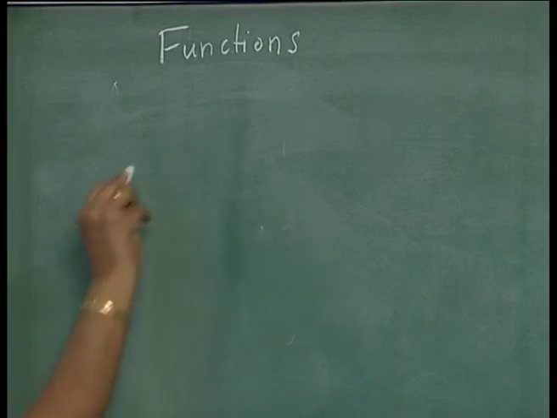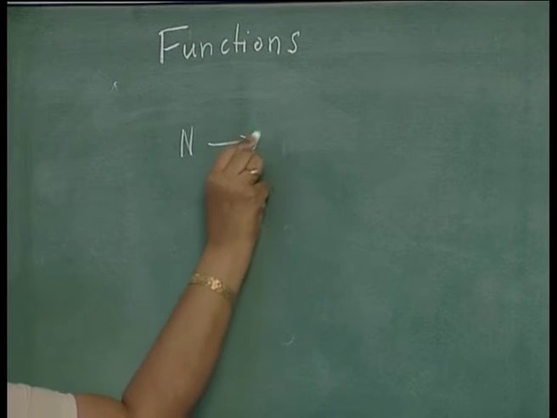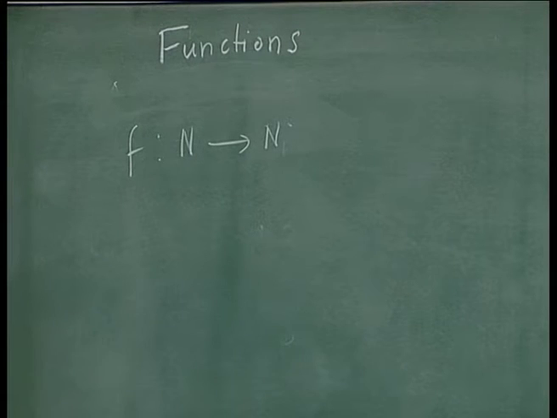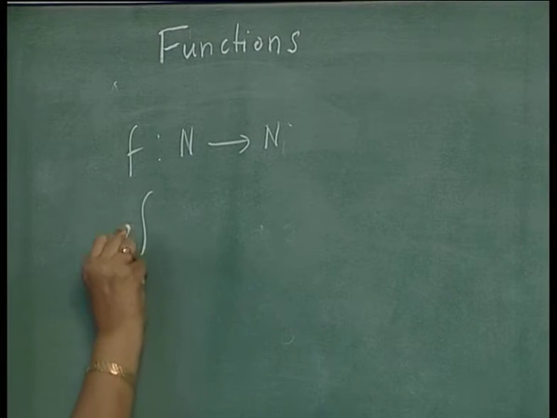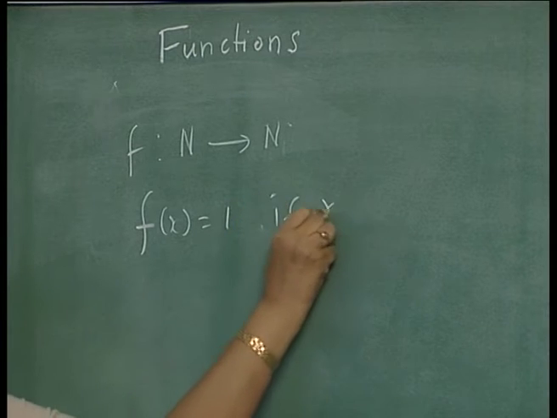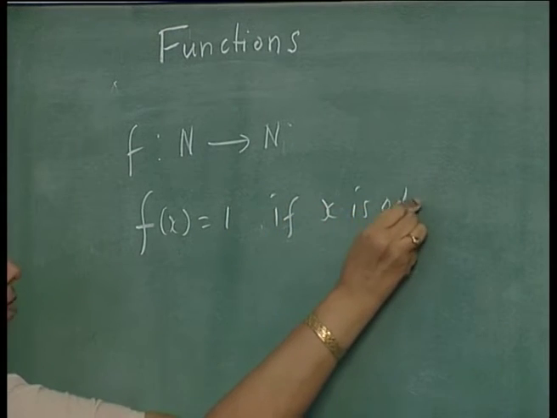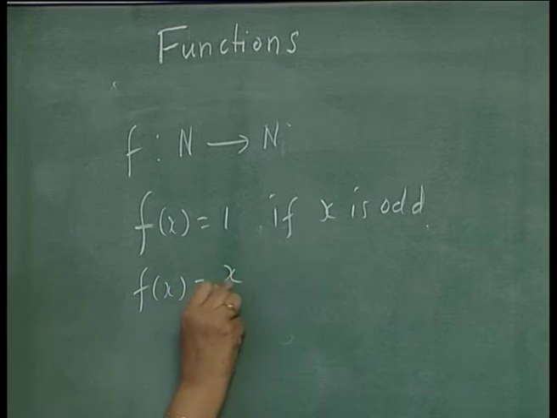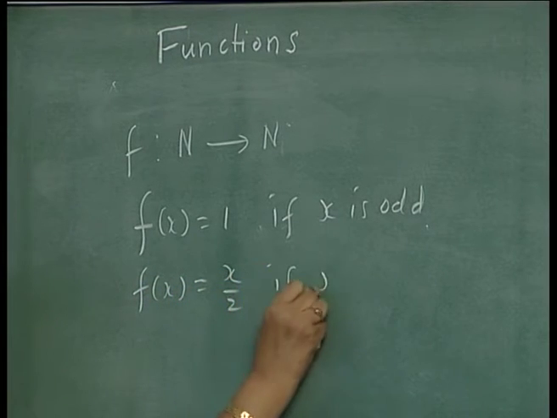For example, take the set of natural numbers to natural numbers, a function from non-negative integers to non-negative integers. We can define like this: f(x) = 1 if x is odd, we can define this way, and f(x) = x/2 if x is even.